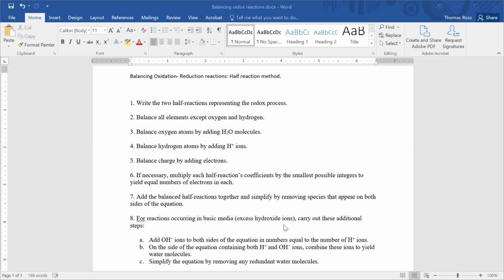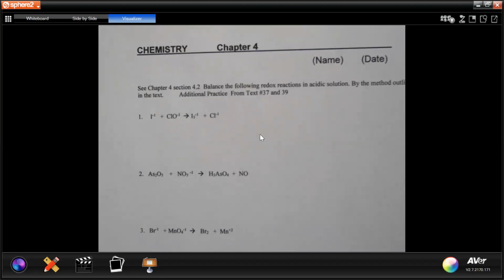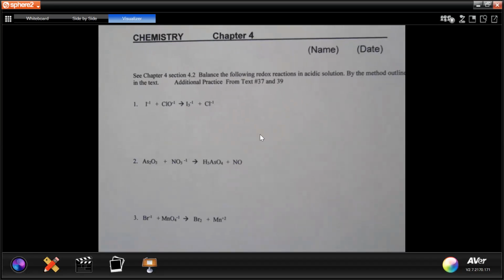And I posted a couple of examples on EdgeCat that you should give a try. And I just want to run through a couple of these. I'm going to do the first two, and then I'd like you to try and do the others.